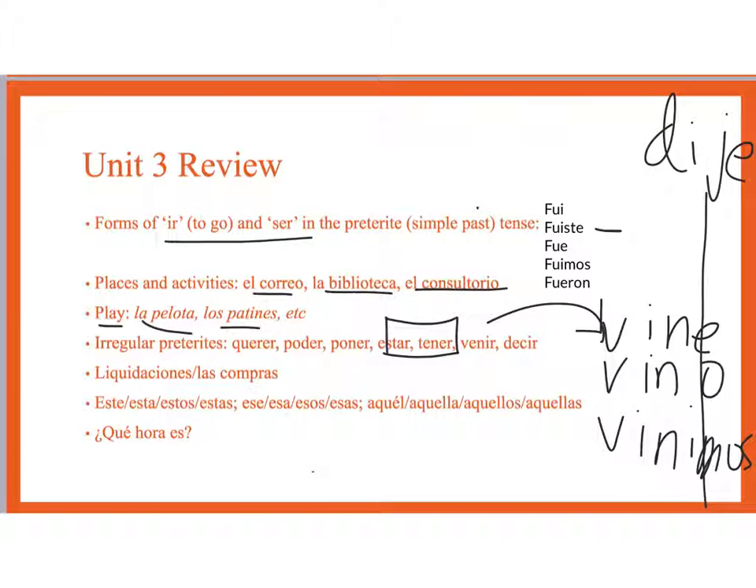Dijiste, dijo, dijimos, dijeron. Now this one is the only one that doesn't have the IE in it because of that J there. So the ustedes, ellos, ellas form is actually dijeron and not dijieron. Although a lot of Spanish speakers mess that up too.